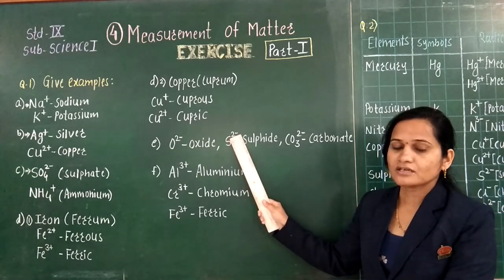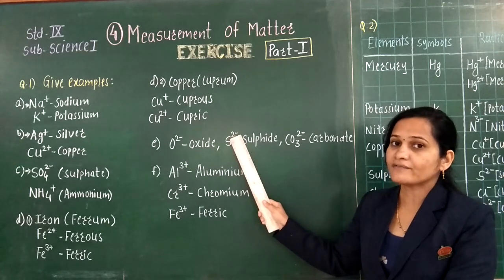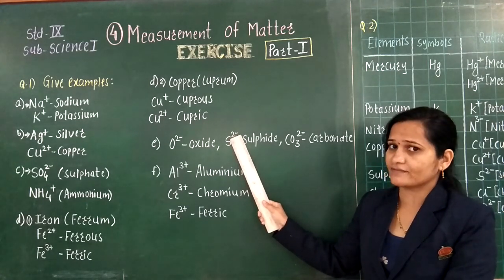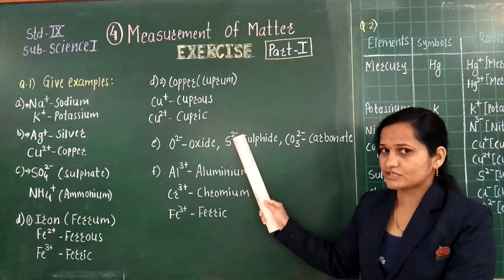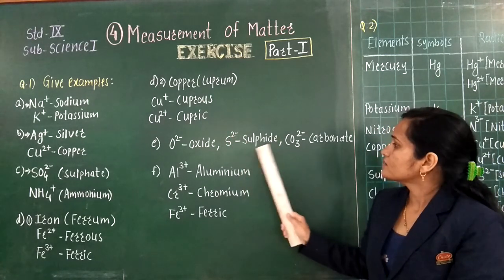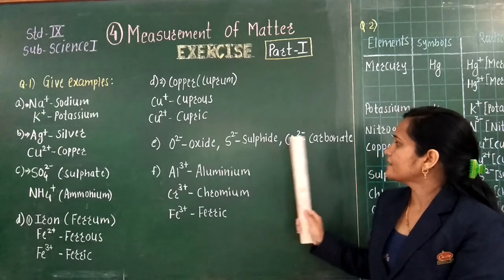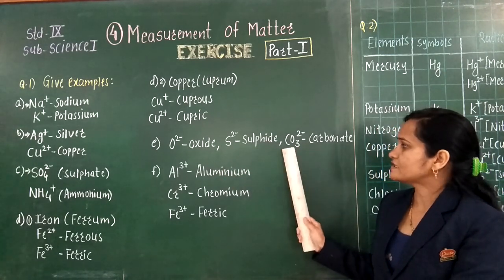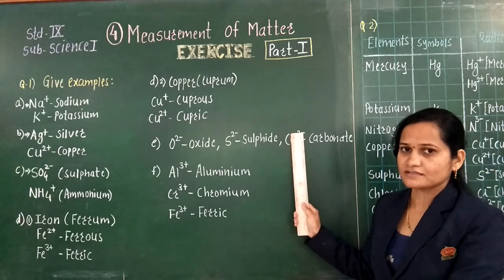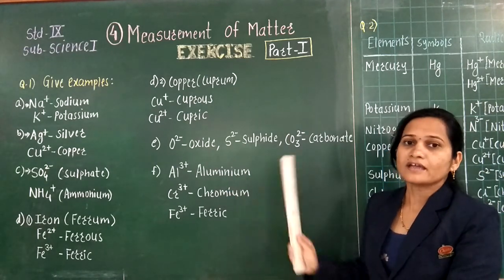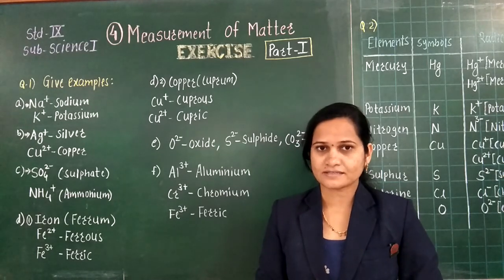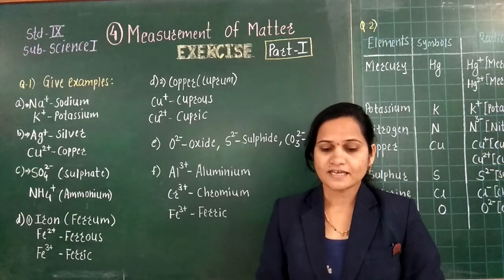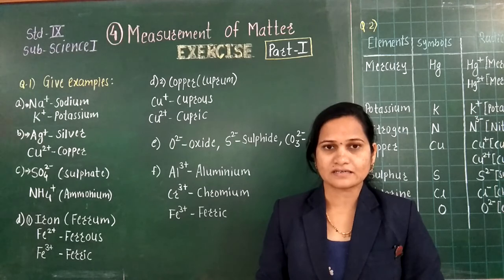Why negative charge? Because in the question bivalent acidic radicals are given, and acidic radicals means having negative charge. So oxide, sulfide and the carbonate, CO3 2 minus. So these 3 are the examples of bivalent acidic radicals. And the last question is trivalent basic radicals.